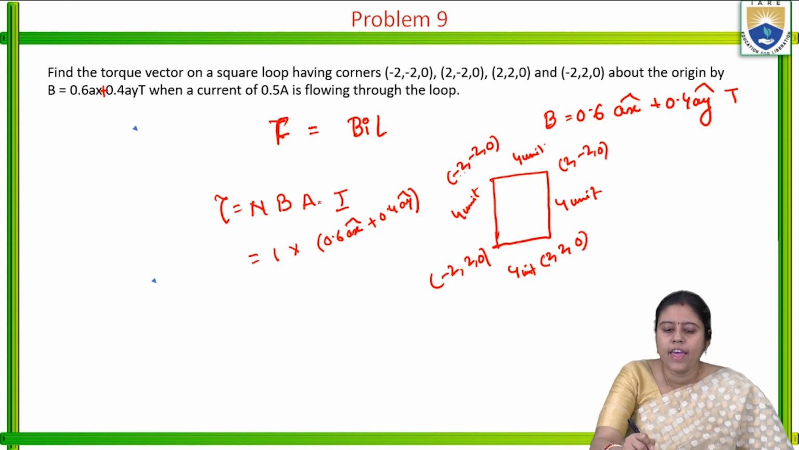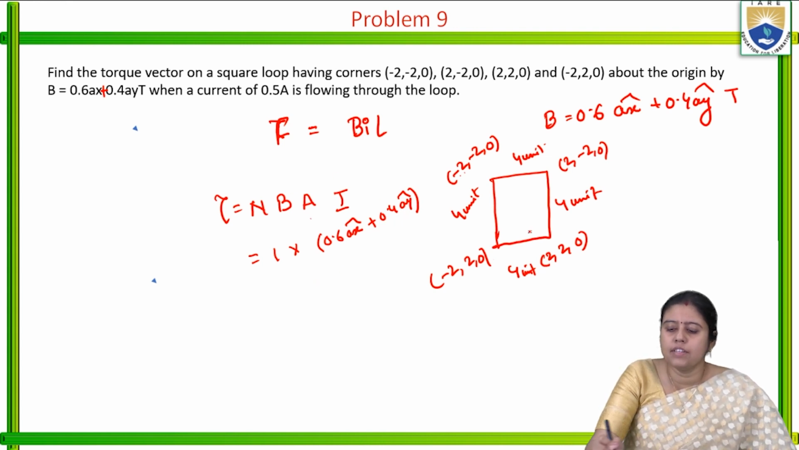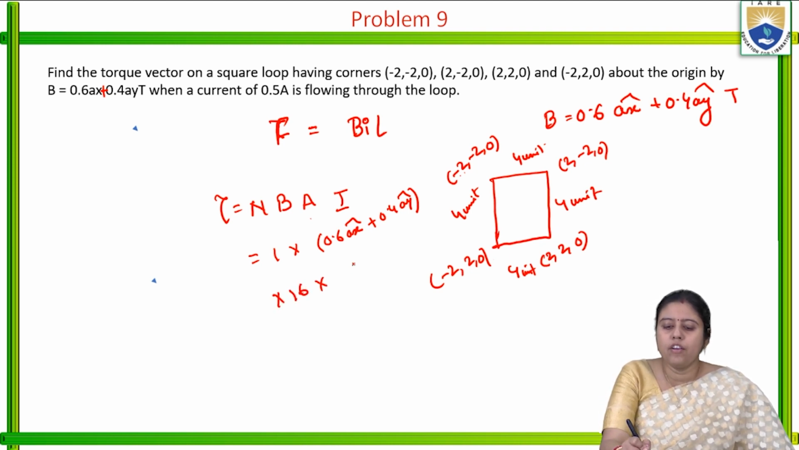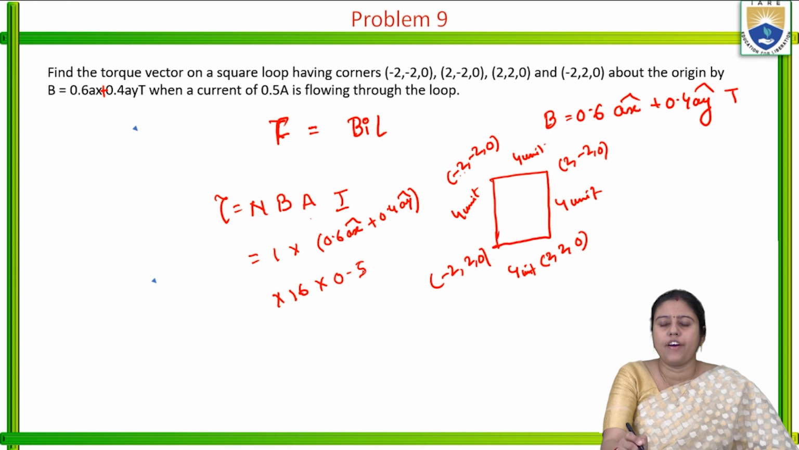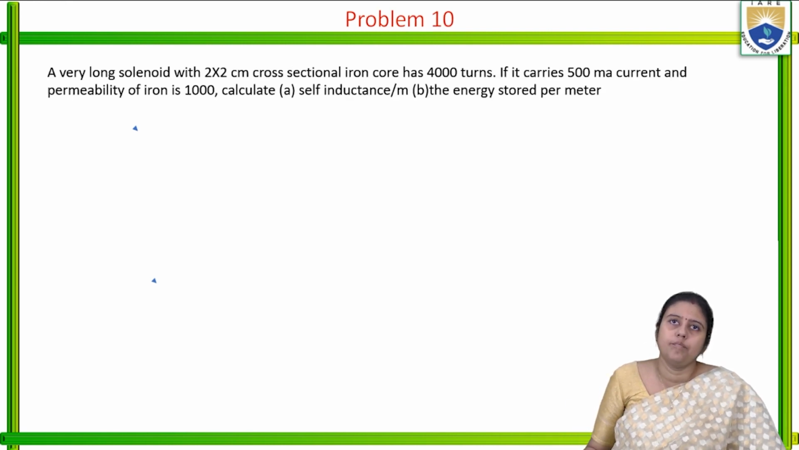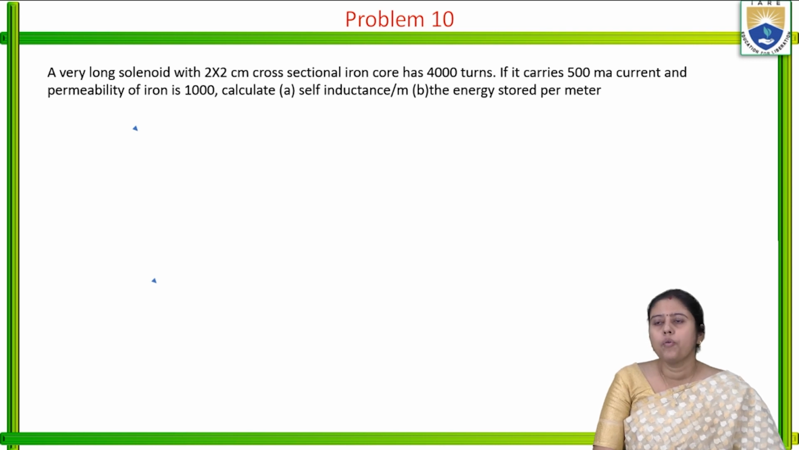into A. What is A? A value is 4 square, 4 square means 16, into the value of the current, which is 0.5. So if we put the values, we can get the answer. Next, we are moving to problem number 10.